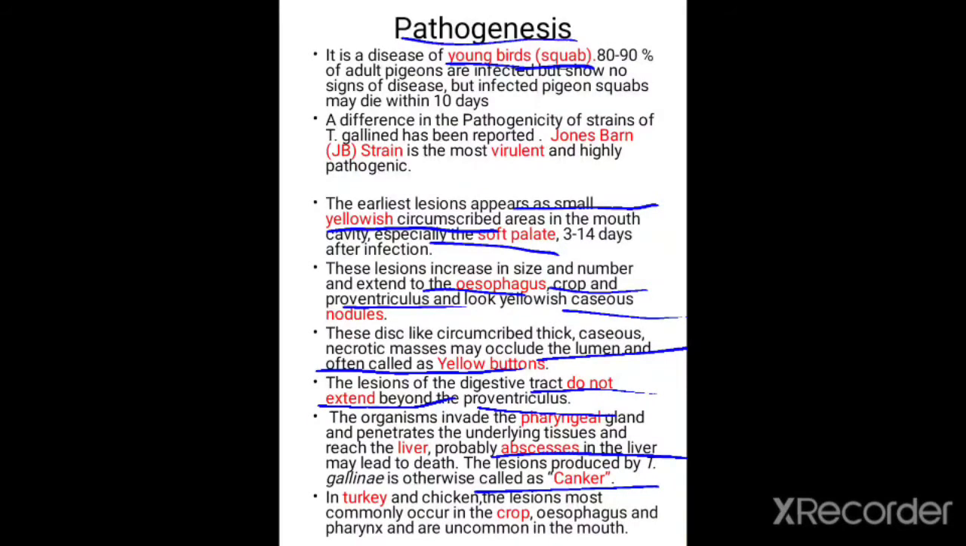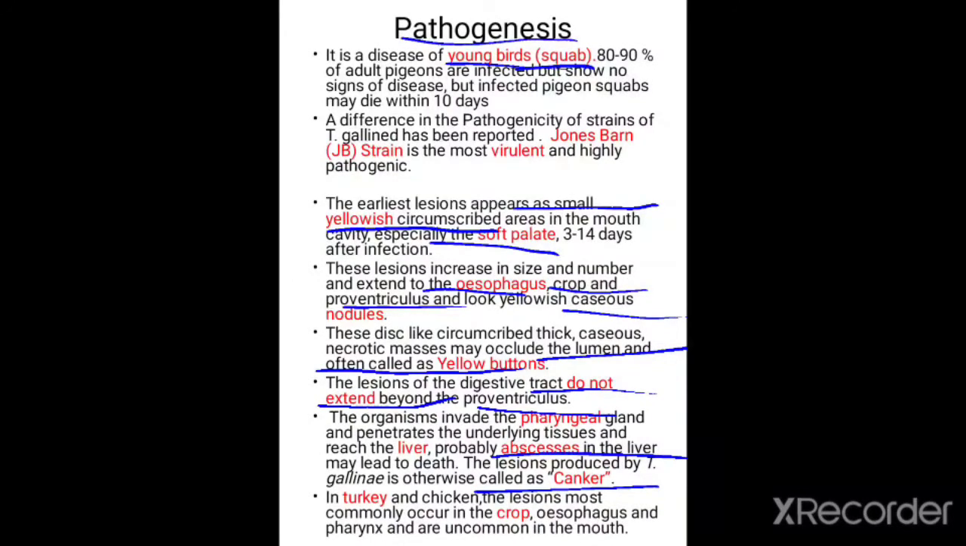The earliest lesions appear as small yellowish circumscribed areas in the mouth cavity, especially the soft palate. These lesions increase in size and number and extend to the esophagus, crop, and proventriculus, and they look like yellowish caseous nodules. The disc-like circumscribed thick caseous necrotic masses may occlude the lumen of the esophagus, and they are often called yellow buttons. The lesions of the digestive tract are restricted up to the proventriculus, and they do not extend beyond it.